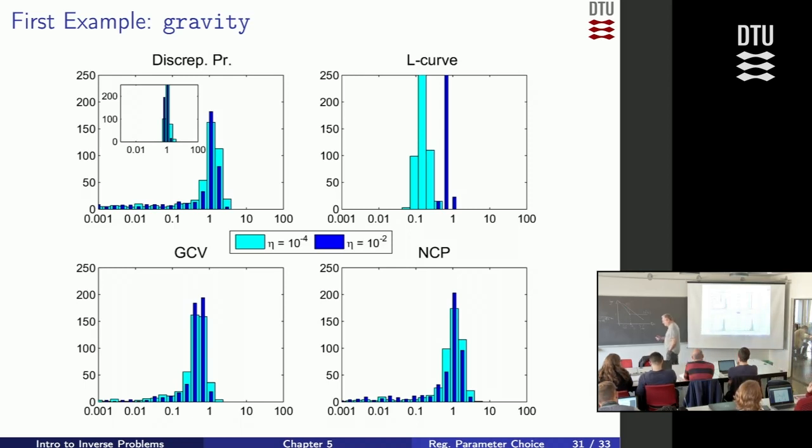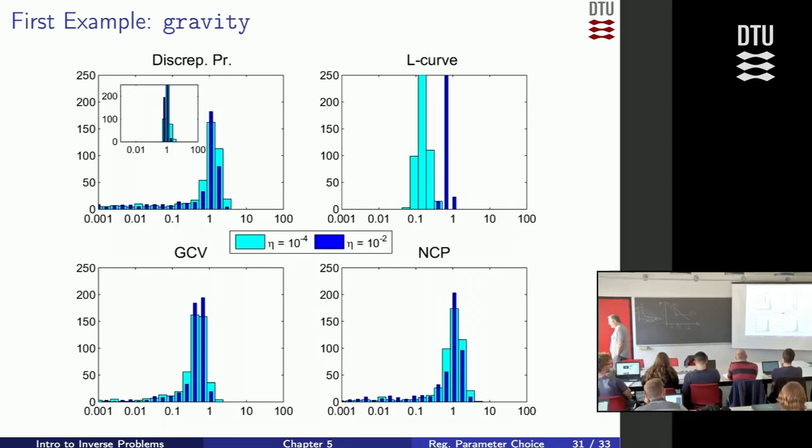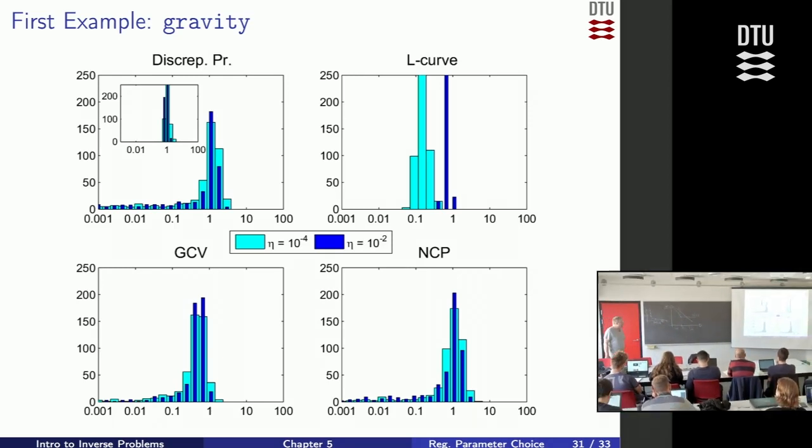That means that in most of the cases we compute a regularization parameter that's pretty close to the ideal one. And then there's a bit of a tail where the regularization parameter is too small. Right, so NCP seems to work very nicely for this particular test problem. Here's GCV. GCV tends to produce a regularization parameter that's a bit too small, but that's not too bad.